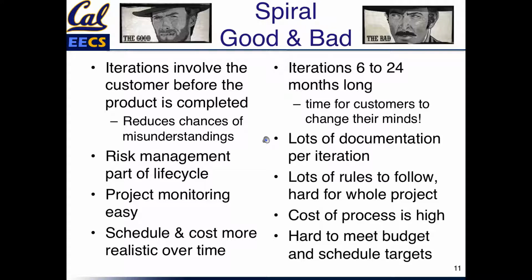The bad things are these iterations are pretty long. They could be half a year to 2 years long, which is plenty of time for customers to change their mind if it takes a year between iterations. Lots of documentation for every iteration: every iteration, you have to write a new set of documentation. Remember there are 4 phases where you're not supposed to do one of the other phases until you get through the next phase, but the temptation is to skip steps, so it's hard for the project to stick to it. Because of all the documentation and the building of prototypes, it's pretty expensive, and it proved to be hard to meet the budget and schedule targets.